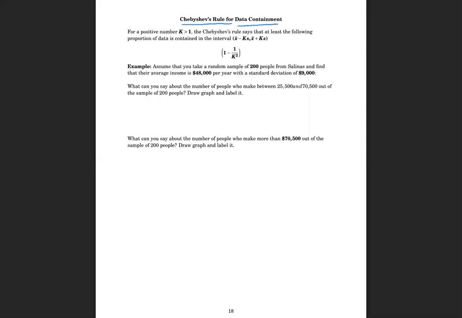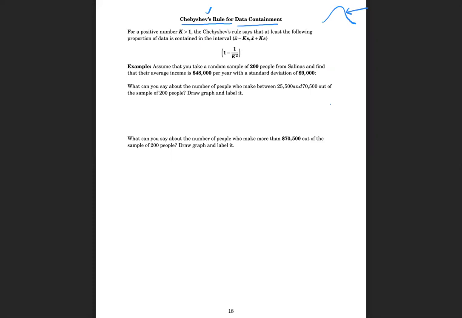The empirical rule applies to a bell-shaped curve, or normal distribution, or Gaussian distribution. However, Chebyshev's rule applies to any shape of data. So if you don't know that your data is bell-shaped, you can use Chebyshev's rule. But if you do know that your data is bell-shaped, or normal, or Gaussian, you can go ahead and use the empirical rule.